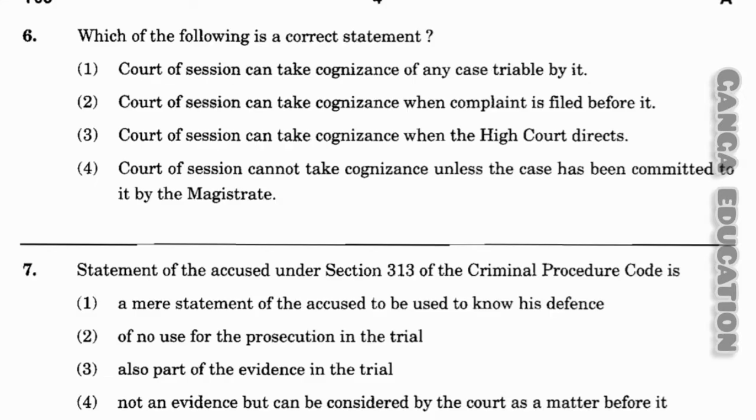Now question number 6. Which of the following is a correct statement? Option number 1, Court of Session can take cognizance of any case triable by it. Option number 2, Court of Session can take cognizance when a complaint is filed before it. Option number 3, Court of Session can take cognizance when the High Court directs. Option number 4, Court of Session cannot take cognizance unless the case has been committed to it by the magistrate. And the correct answer is option number 4, that is the Court of Session cannot take cognizance unless the case has been committed to it by the magistrate.